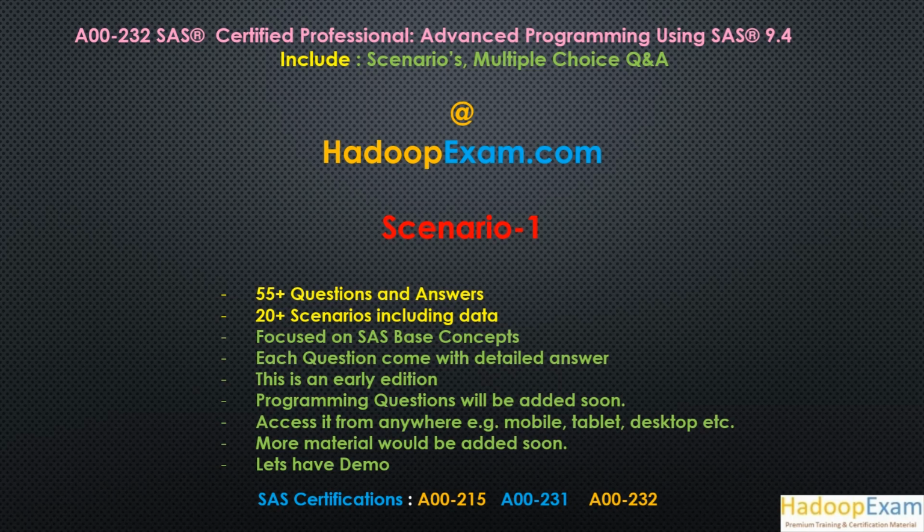So 215 is purely multiple choice questions and answers. The A00-231 exam is a hybrid exam. In this they would also provide you scenarios and you need to answer multiple choice questions. In the 232 exam there are also scenarios. You need to implement the scenario, and they would even look into your code, the way you have implemented it, because in the exam they would ask you to implement the code in a specific way and you need to implement that code in that specific way.